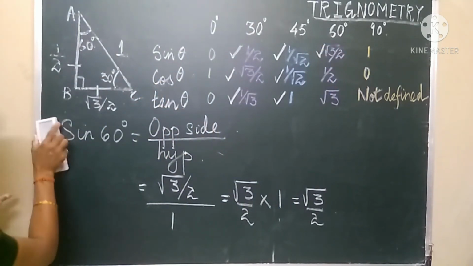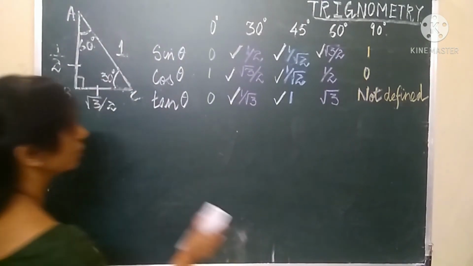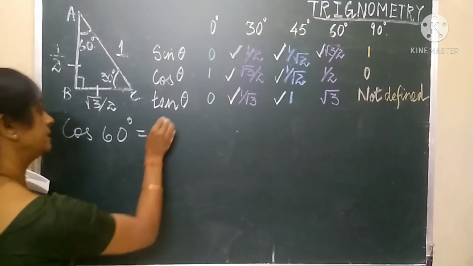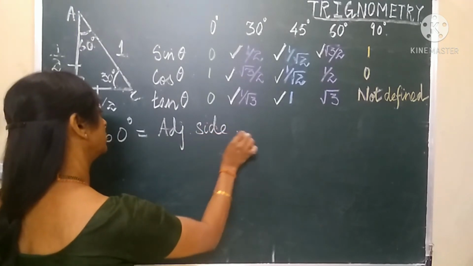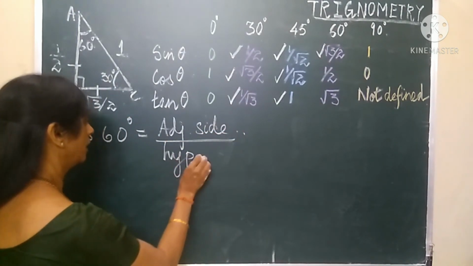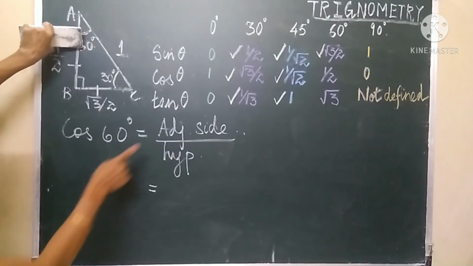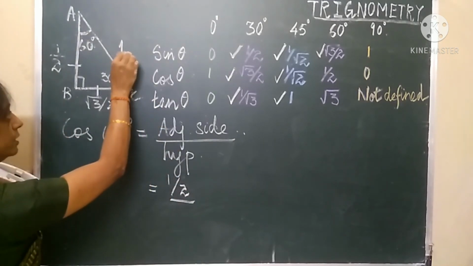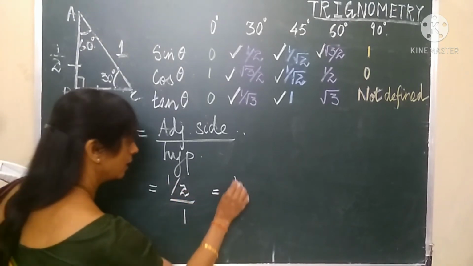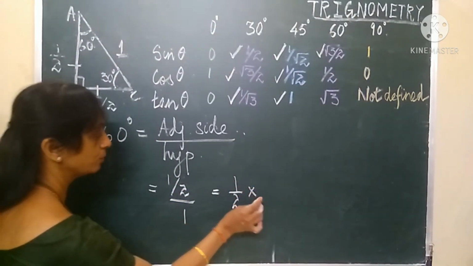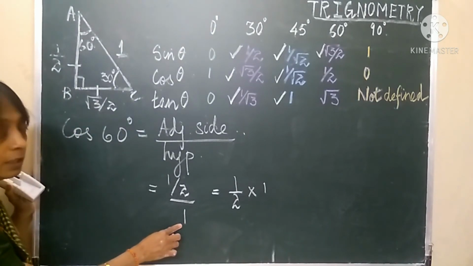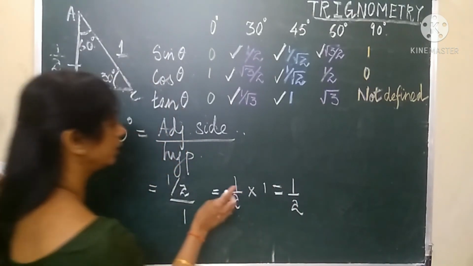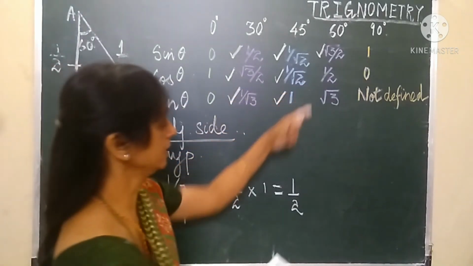Let's find out cos. Cos of 60. What is cos? Adjacent side upon hypotenuse. For 60 degrees, which is the adjacent side? 1 upon 2, upon the hypotenuse, which is 1. Let's move on. Numerator fraction as it is, division changes to multiplication, inverse of the number in the denominator. So that is equal to 1 into 1 is 1 upon the denominator, that is 2. So cos of 60 is equal to half.